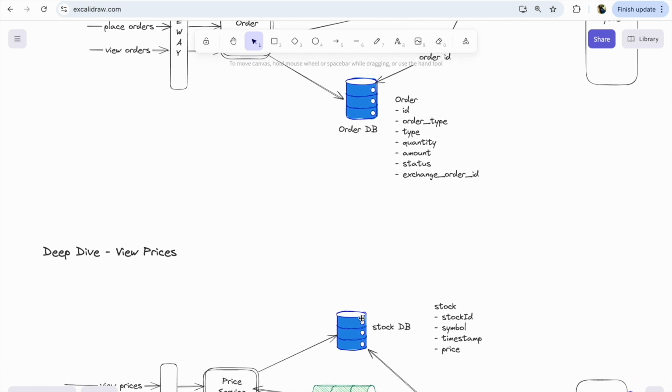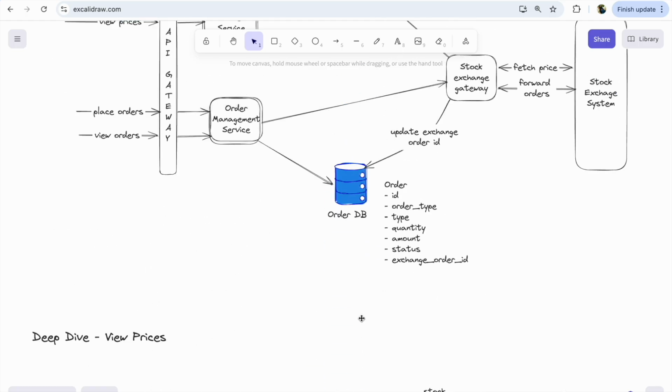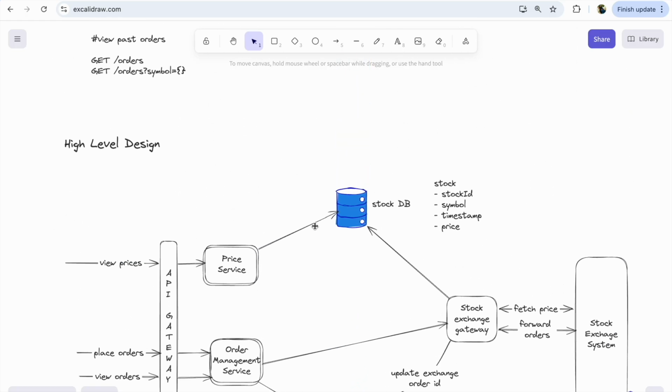Next, we'll deep dive into the view price section. Consider the view price section here. The stock exchange gateway is basically fetching the price from the stock exchange system and storing it in the stock database, and the price service is fetching the data from the stock database.